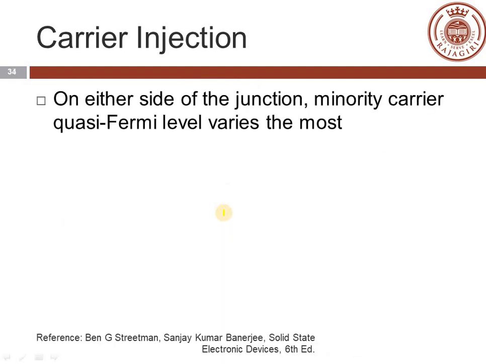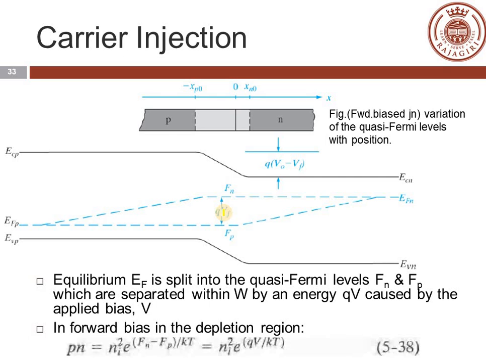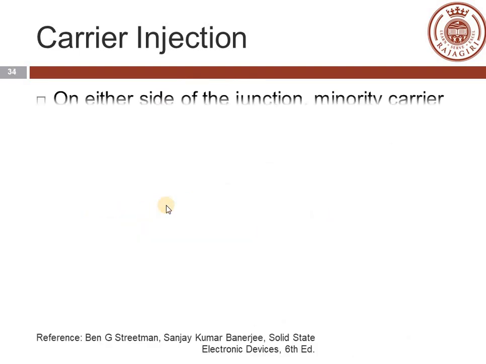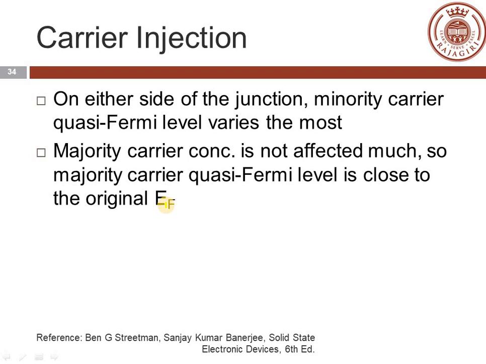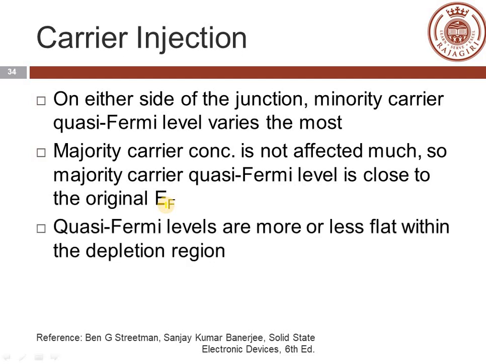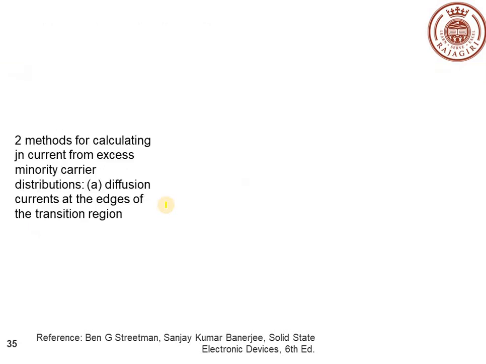On either side of the junction, the minority carrier quasi Fermi level varies the most. That means at the N side, Fp is varying, and at the P side, Fn is varying. So the majority carrier concentration is not affected much, and the majority carrier quasi Fermi level is close to the original EF. The quasi Fermi levels are more or less flat within the depletion region.